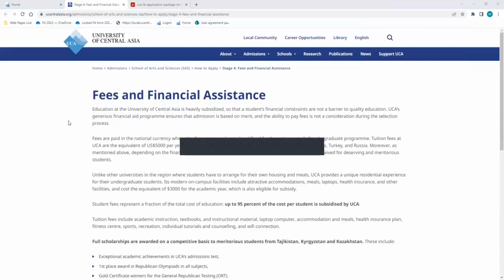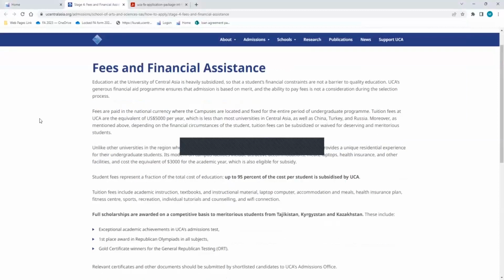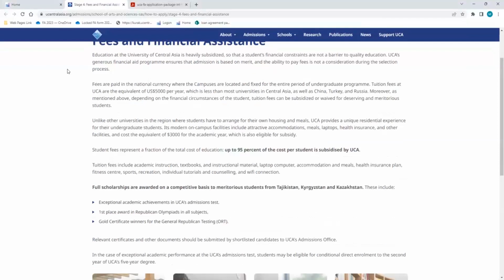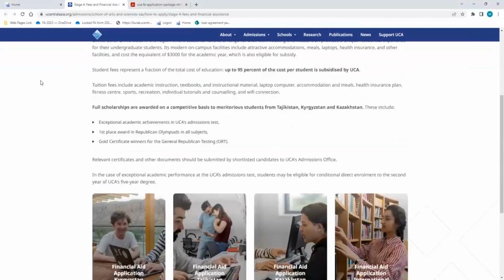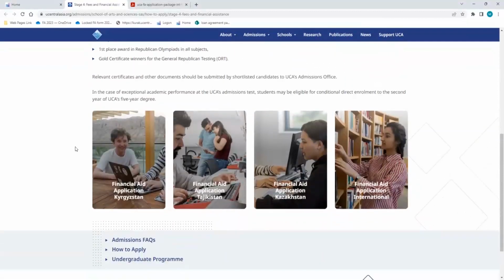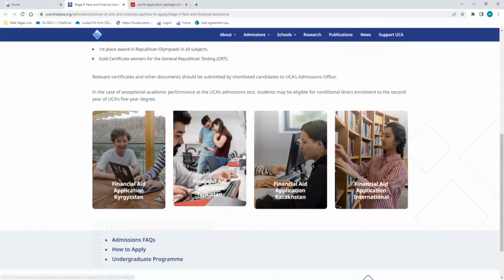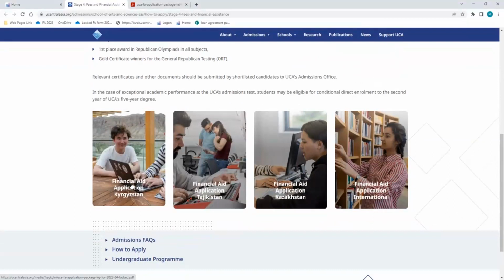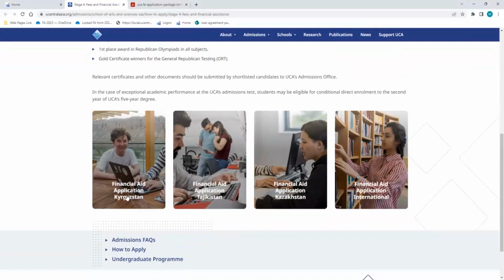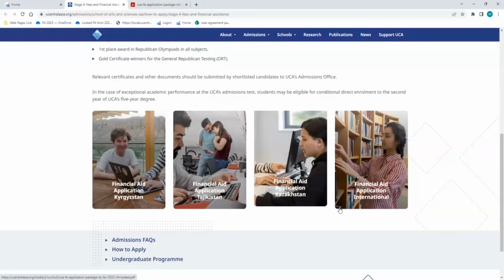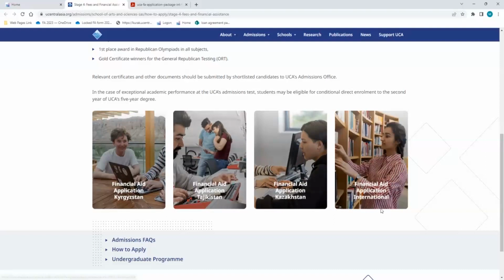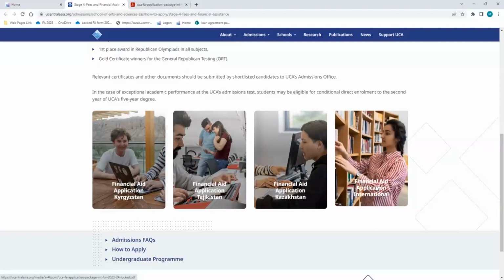This link is related to financial assistance and fees. So you see, here we do have overall information regarding the fees, and you can read it very carefully. It may be very, very helpful for you. Now, if you go down, you can see that there are 4 boxes. These are not only pictures, but you can click each of them. We have indicated there financial aid for Kyrgyzstan, for Tajikistan, for Kazakhstan, and for international students. Suppose you're an international student, you need to click here.